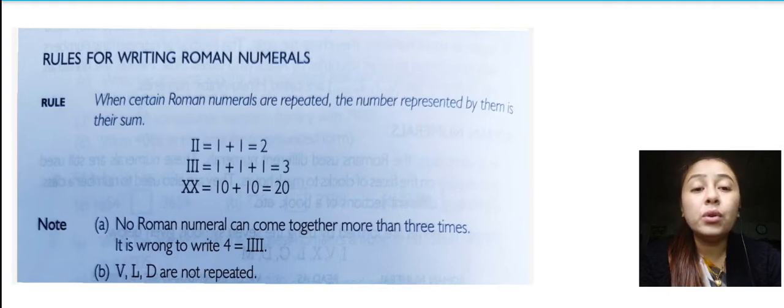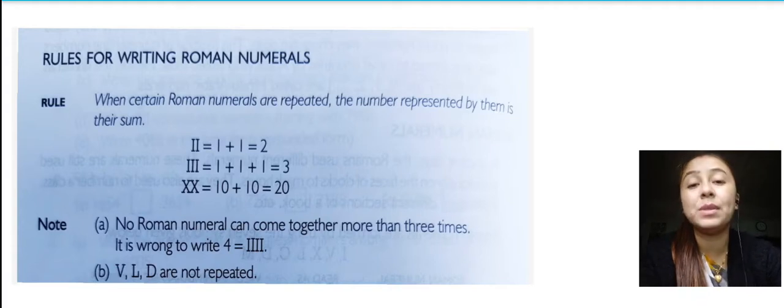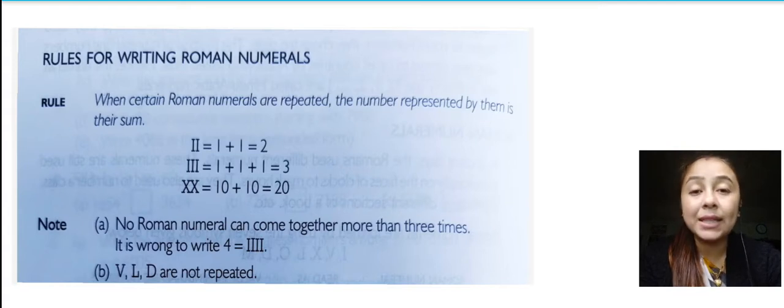No Roman numeral can come together more than 3 times. We can't write 4 as IIII. Roman numerals can't be repeated more than 3 times. Keep this in mind, children. And XX means 20, because X means 10. The value of X is 10 and the value of another X is 10, so we are adding 10 plus 10, that is 20.